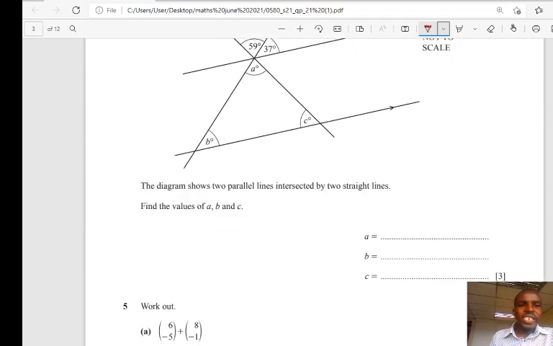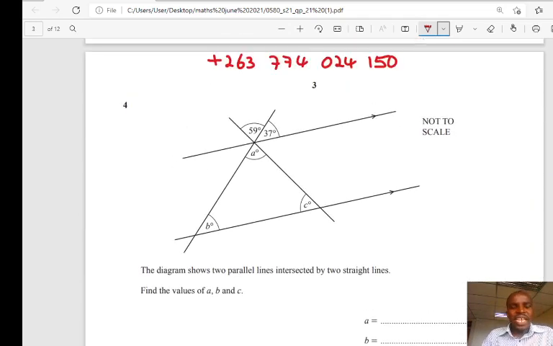Next, question number 4. The diagram shows two parallel lines intersected by two straight lines. Find the values of A, B, and C. These are angles on parallel lines, right? So you can apply the concept of Z angles, those are alternate angles, or you can apply corresponding angles, interior angles. So all those things, opposite angles on straight lines, they are the same.